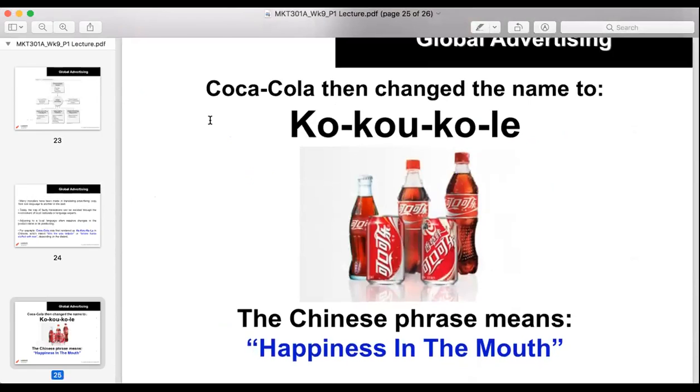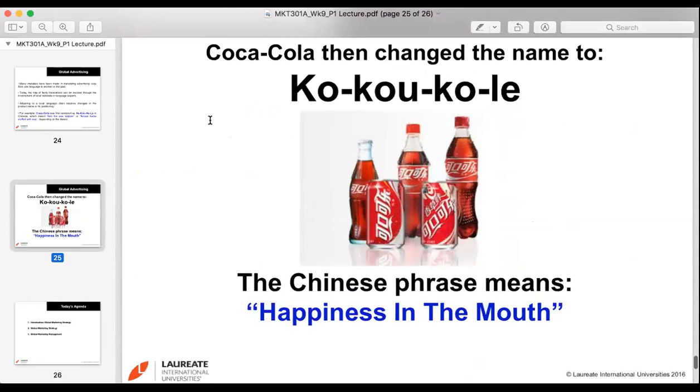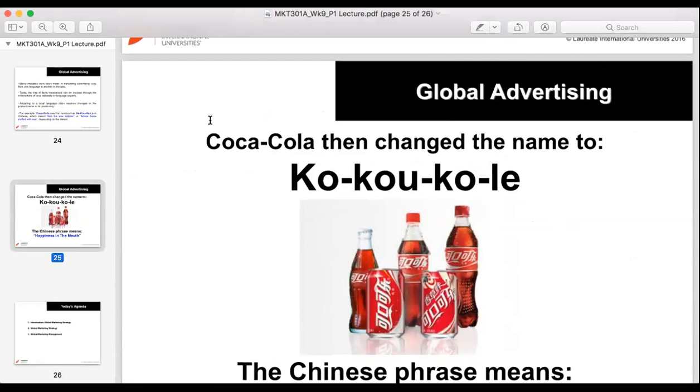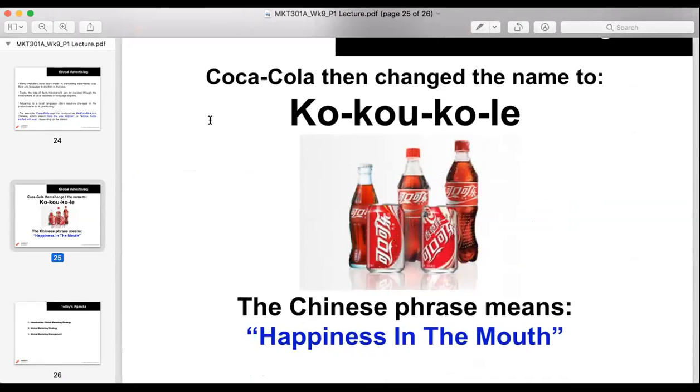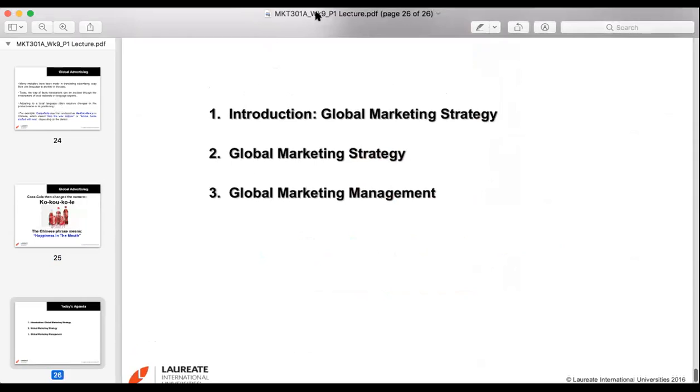Okay, now this is an example. Coca-Cola, for instance, has been translated into Mandarin as Kekou Kele, which is basically about happiness in the mouth. Well, that one still works quite nicely. I believe the guys at Coke will be happy with this as well. Yeah, that's basically a few issues about global advertising as part of the global marketing campaign. Okay, all right.